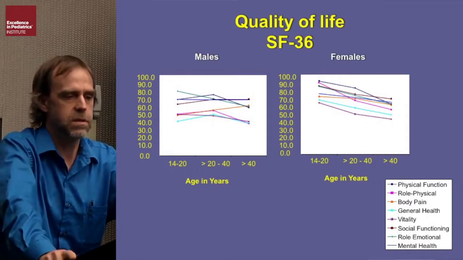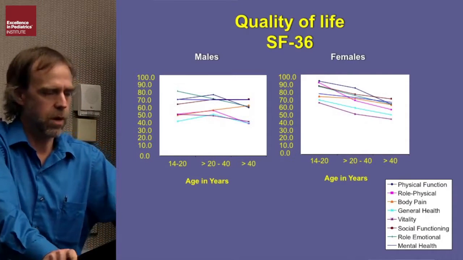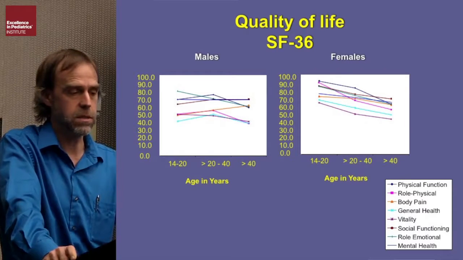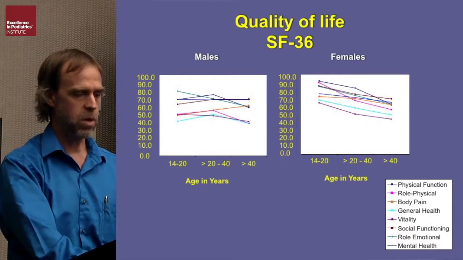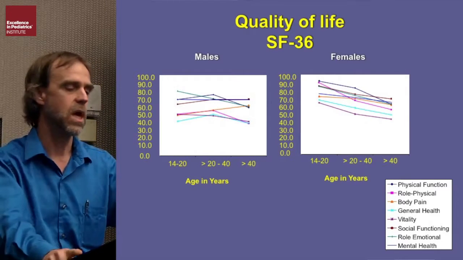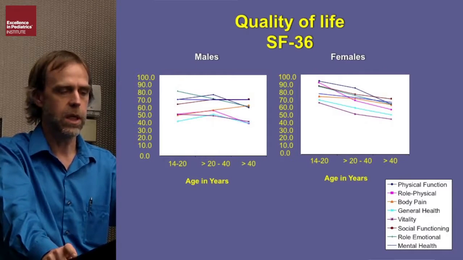Now, this is an image of results for quality of life. This is adults with Fabry disease. And what we're looking at here, you will note that the patients in these cases, in these studies, were age 14 to 40.